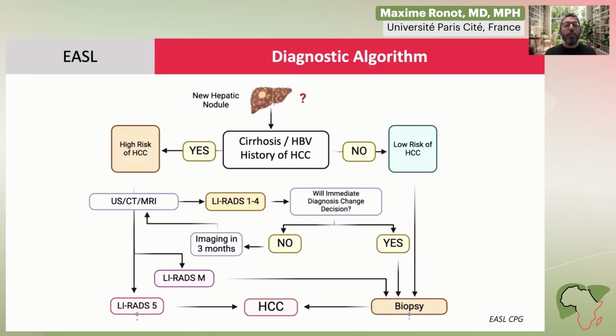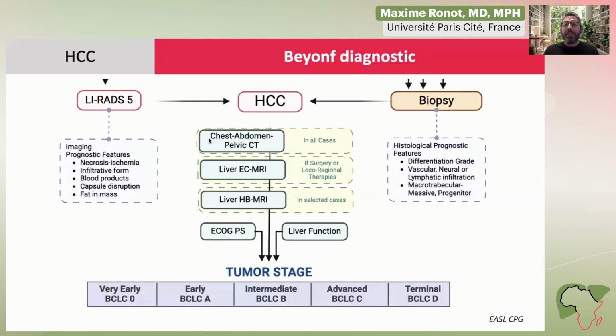Now, what I like about this new update of the CPG is also that once you've diagnosed HCC, there is something extra proposed by the recommendation, which is to look at positive or negative prognostic features. We know them for biopsy, like tumor grade, satellite nodules, or differentiation, and so on. But, and this is very original, the guidelines also suggest that we should look at imaging prognostic features that will help us anticipate whether or not we're talking about a more or less aggressive tumor.